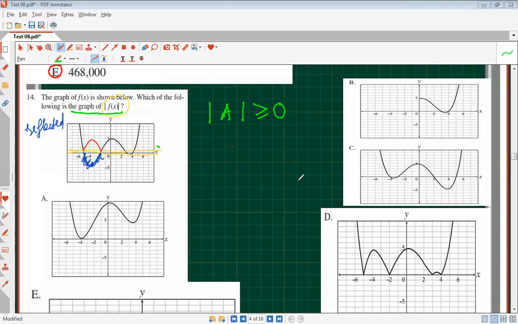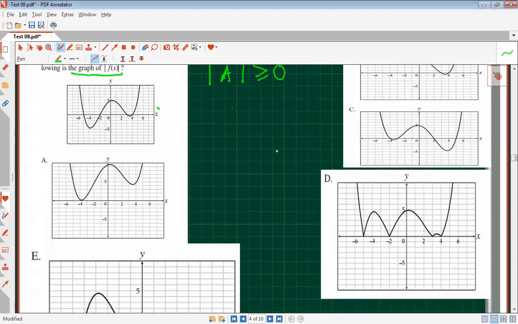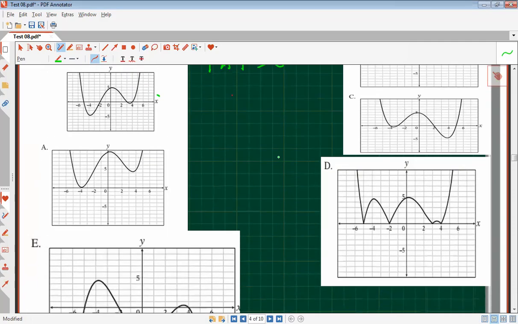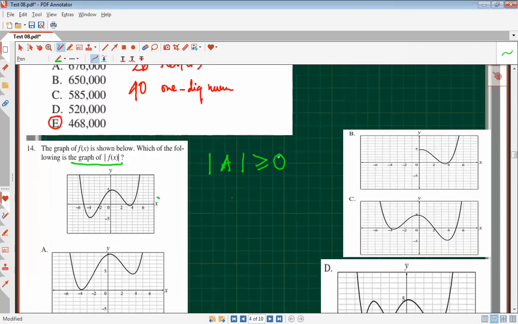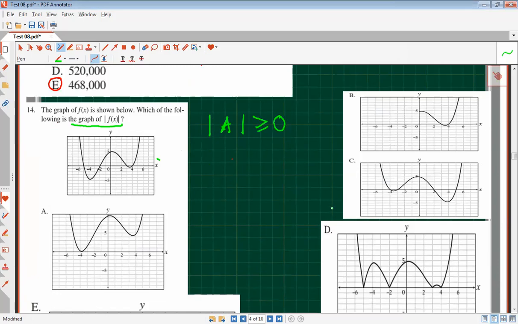Look at these options. A, no. This must be option D. Only option D has all parts above the s-axis.